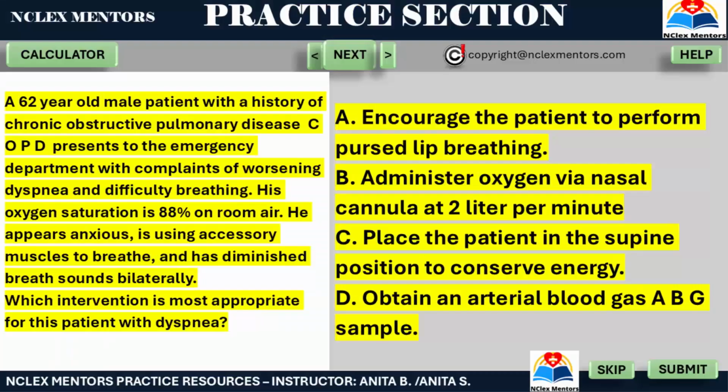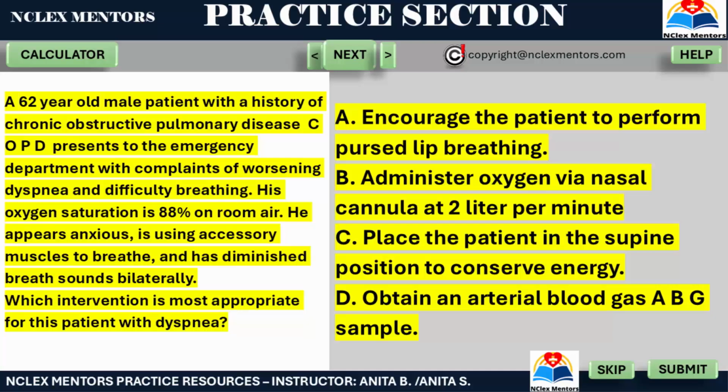A 62-year-old male patient with a history of chronic obstructive pulmonary disease (COPD) presents to the emergency department with complaints of worsening dyspnea and difficulty breathing. His oxygen saturation is 88% on room air. He appears anxious, is using accessory muscles to breathe, and has diminished breath sounds bilaterally. Which intervention is most appropriate for this patient with dyspnea?